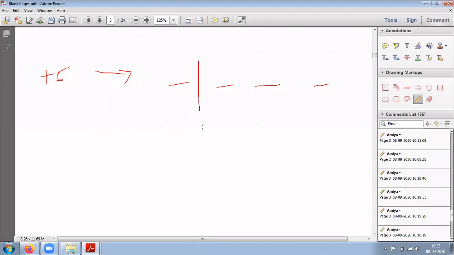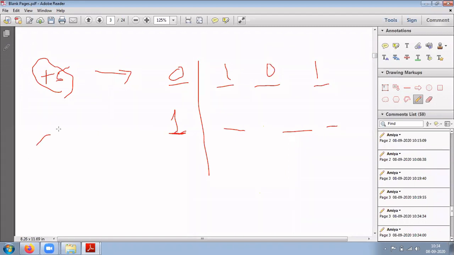I told you that in a sign magnitude representation, the first bit is reserved for showing the sign. If the sign is 0, it is a positive number. If the first bit is 1, it represents a negative number. So to represent plus 5, the first bit is 0 because it is a positive number, then you have to write 101.